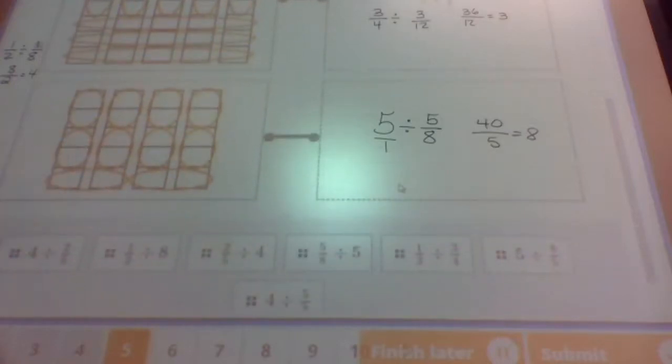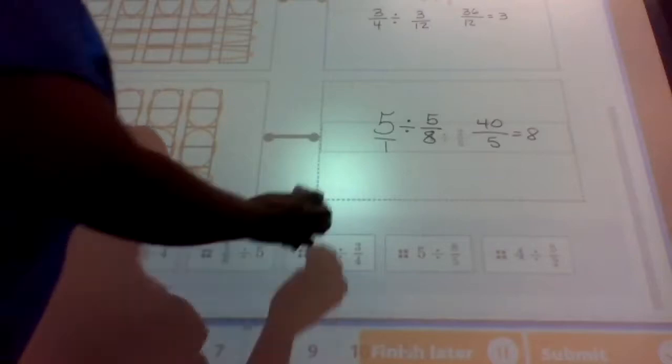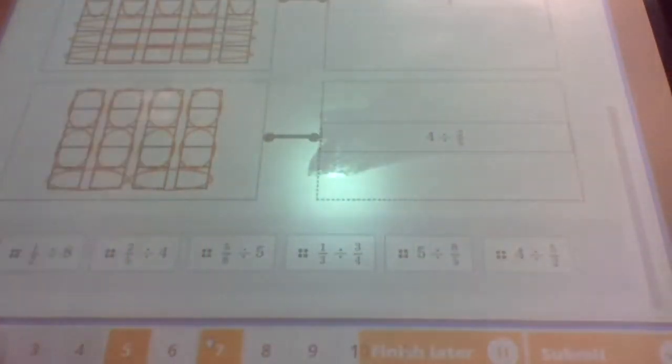All right. How many whole parts do I have? 4 whole parts. And I'm dividing it into 1, 2 out of 5. So that's 4 divided by 2/5. Okay. You understand that? Yeah. How to take the model and find your problem.